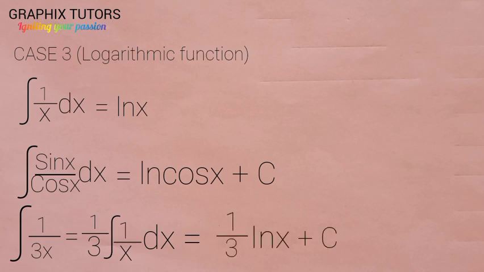Is that okay? So whenever you're differentiating the denominator and you have the numerator, or whenever you're differentiating what is below the division sign and you have what is above the division sign, your answer will be ln of what is below the division sign.